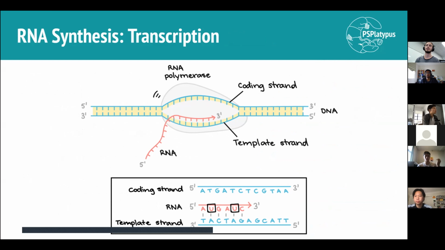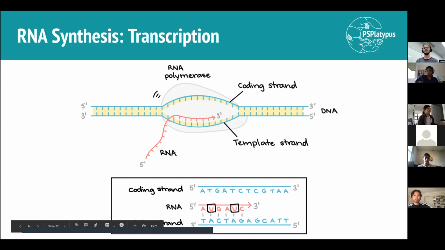Okay, so here we have just a diagram. And this is where it's quite relevant to think about the coding versus template strand. Those are the terms that we use. So the template strand is the one that RNA polymerase will bind to. That's the one that the promoter sequence will be on, where it says, come here, start transcribing. Now, it will be complementary, right? So it sees a thymine there, so it makes an adenine. It sees an adenine here, and it doesn't make a thymine, it makes a uracil. So that's very important to remember. It's uracil, not thymine in RNA.